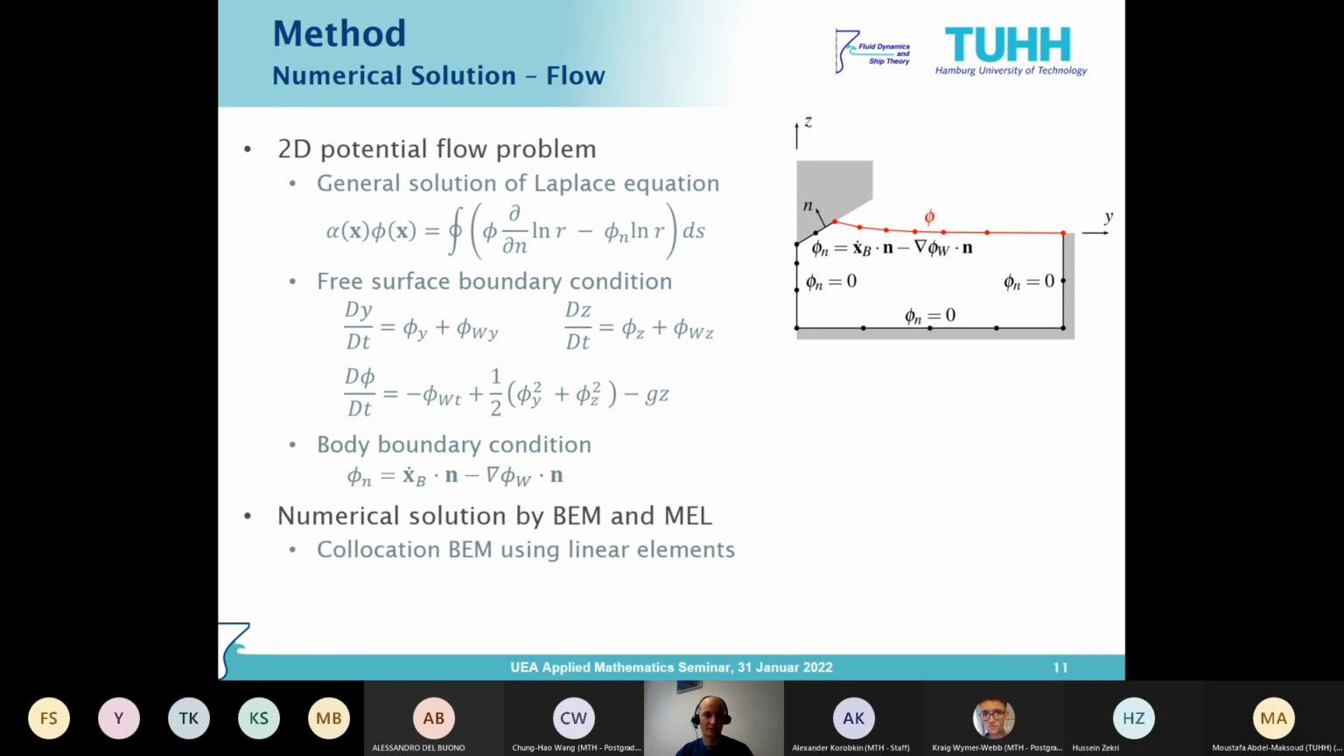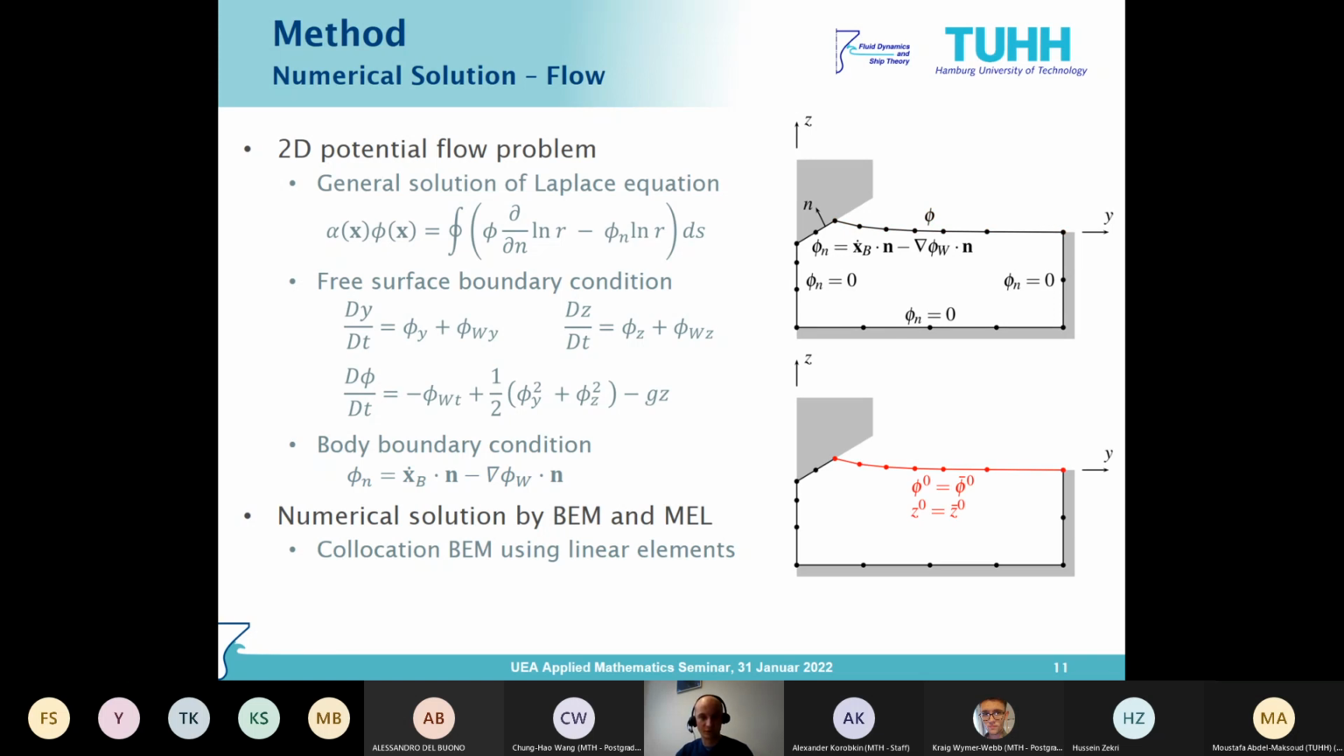This is one part of our solution. This is, so to speak, a boundary value problem we are solving. So we know certain values, phi n or phi, and we get the other values. Like we get phi n on the free surface, for example, and we get phi on the other boundaries from the boundary element method.